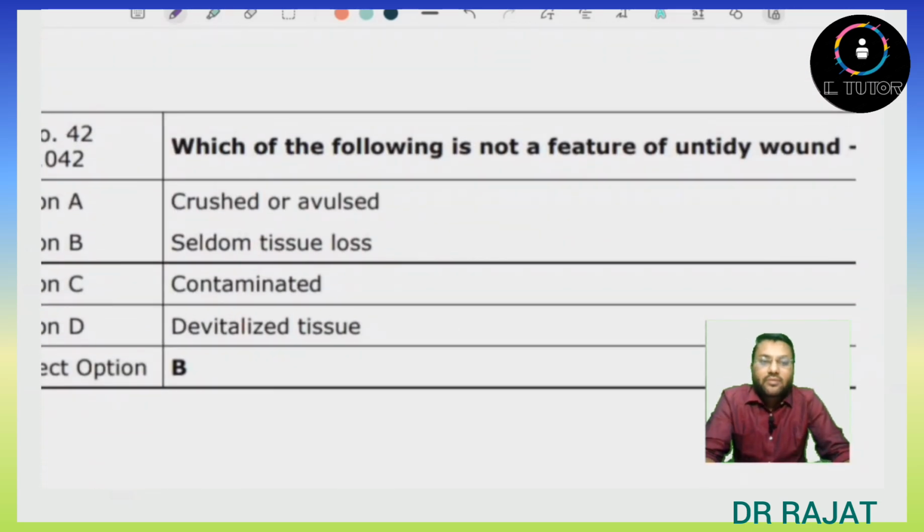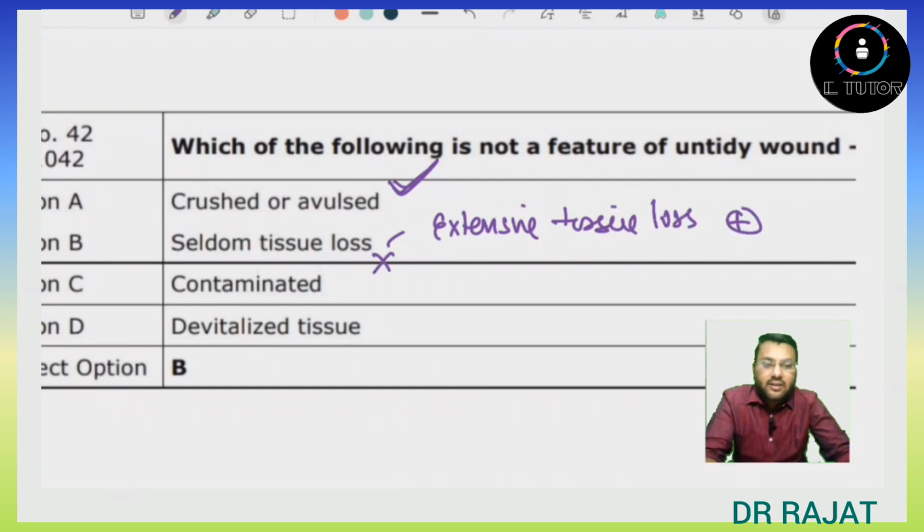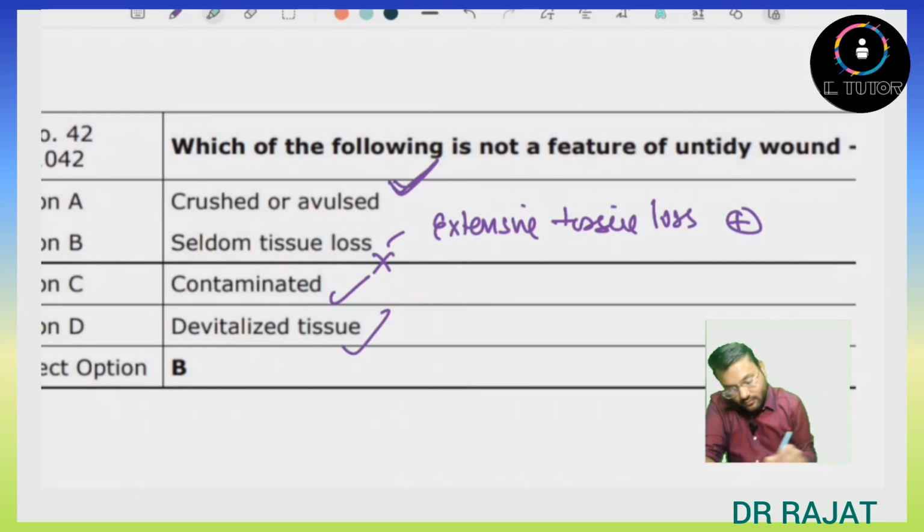Which of the following is not a feature of untidy wound? So untidy wound, crushed and avulsion is seen in untidy wound. This is true. Seldom tissue loss. No. In untidy wound, there is an extensive tissue loss. So extensive tissue loss should be present. So this is an incorrect option. Contaminated, yes, untidy wound generally is contaminated, and devitalized tissue is also there. So answer will be option number B, seldom tissue loss. There is extensive tissue loss in case of untidy wound.